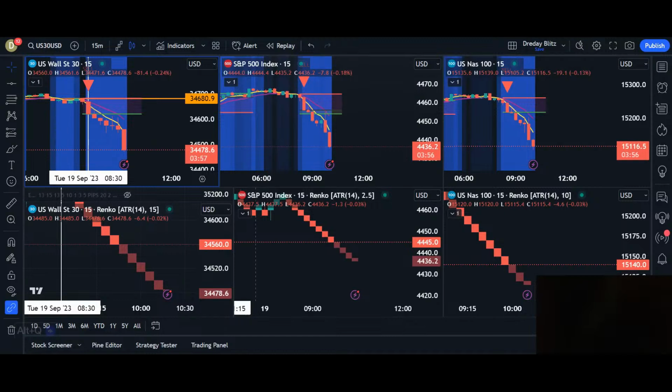And for now, today is really a good day for anyone that took a sell setup here overall. If it was on your own or by looking at what I was explaining, you should be in good profit overall.